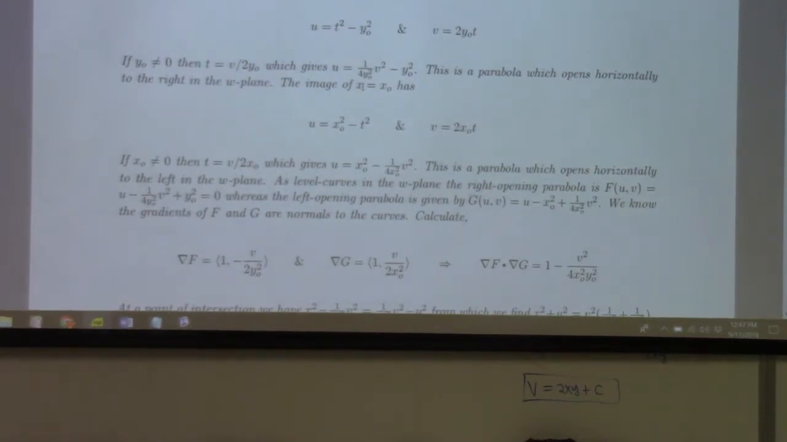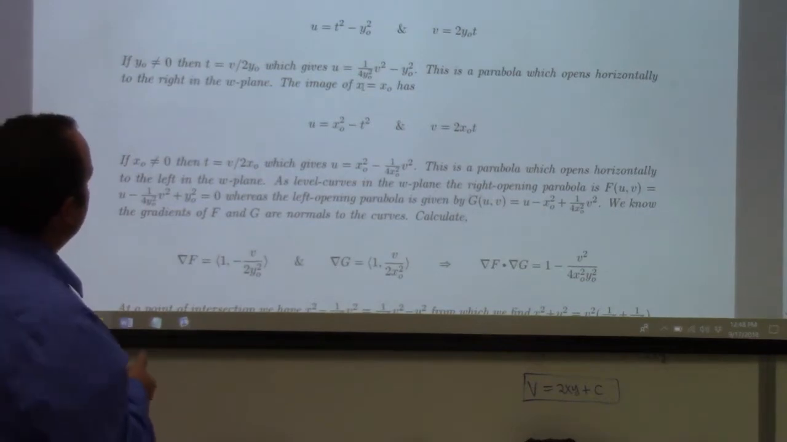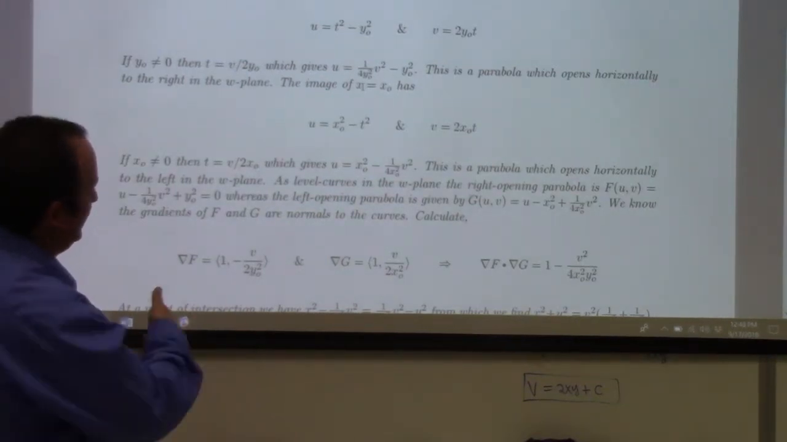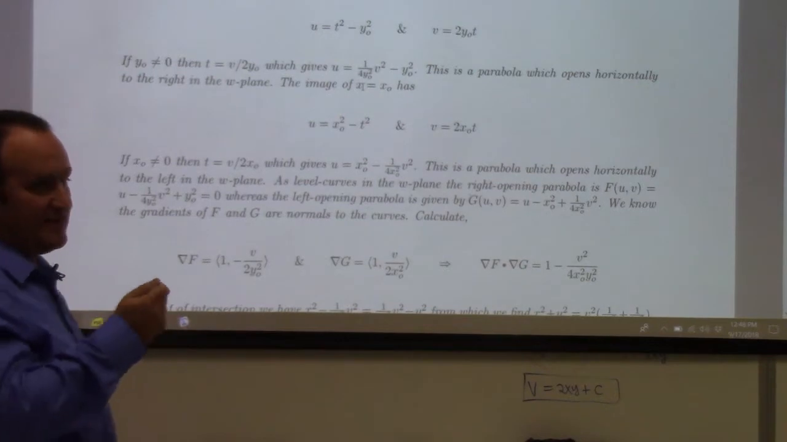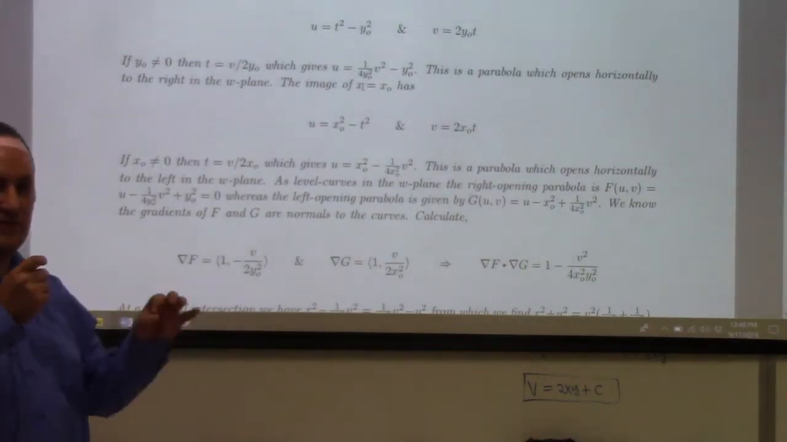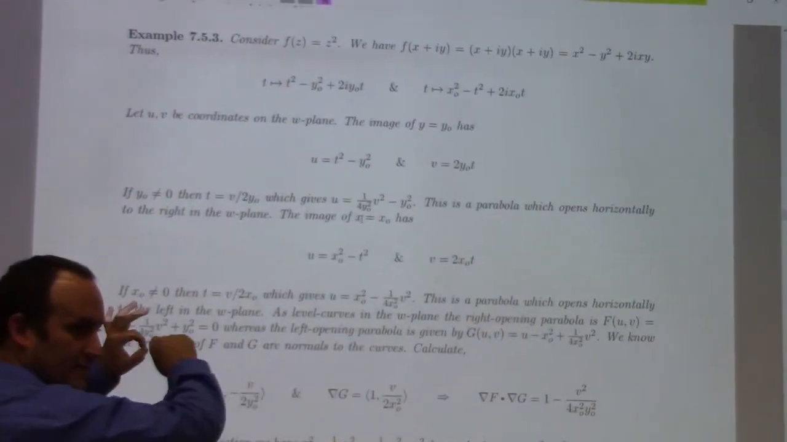So f of z equals z squared, right? We can look at the mapping t maps to t squared minus y naught squared plus 2i y naught t. What's that? That's the path which says x equals t and y is fixed, right? So that's a horizontal path, right?